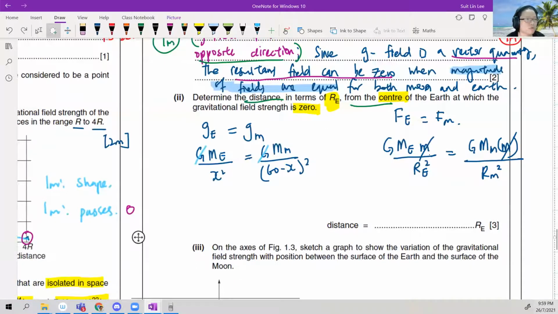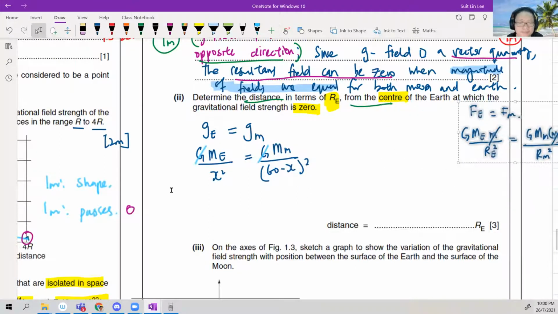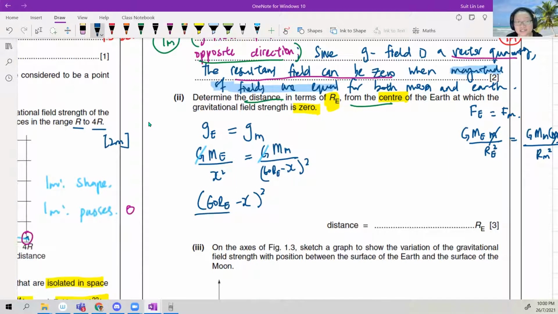Okay, so let me move some stuff into this place. But I think we can substitute already. So don't do that. Bring all the squares together so you can square root. So I'm going to take 60 RE from here, 60 RE minus X, all squared, divided by X squared. Because this is easier. Later you can square root.